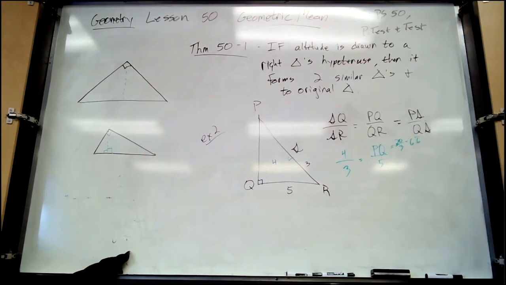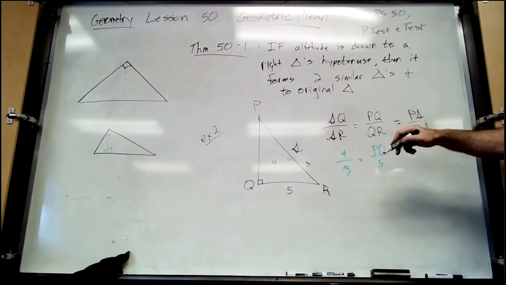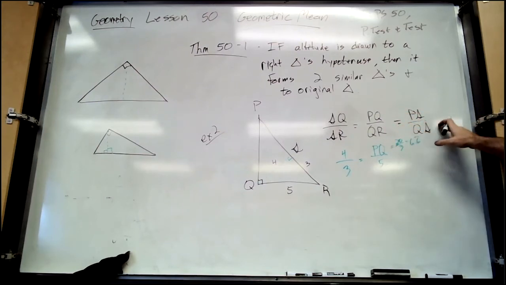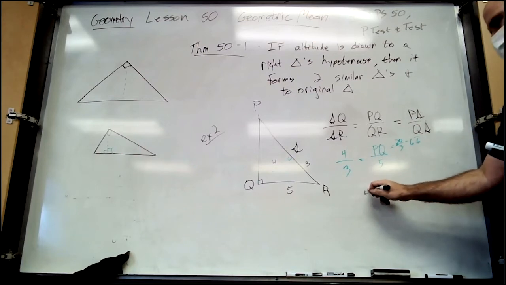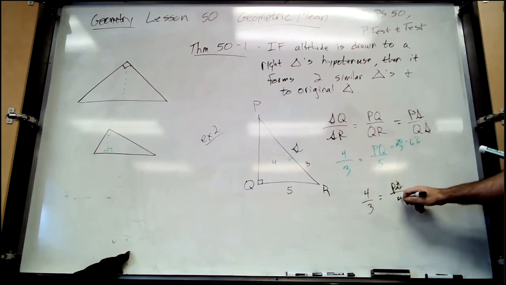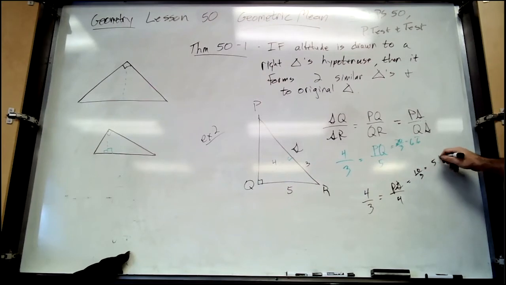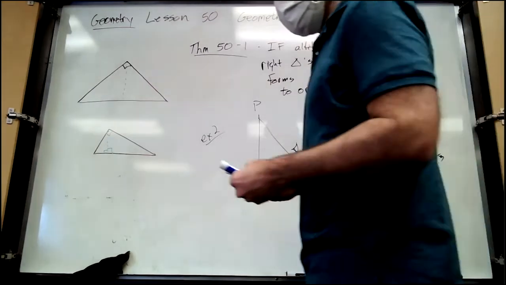Okay. And then what about PS? Well, we know what QS is. So we can say 4 is to 3 as PS is to QS, which is 4. So that's 16 divided by 3, which is 5.3 repeating.